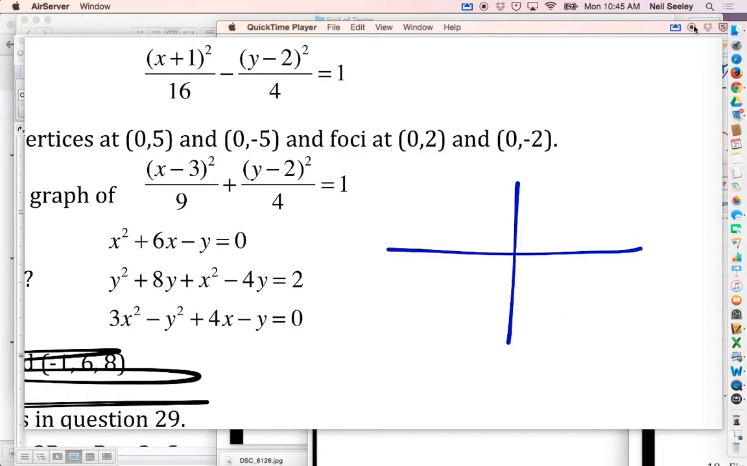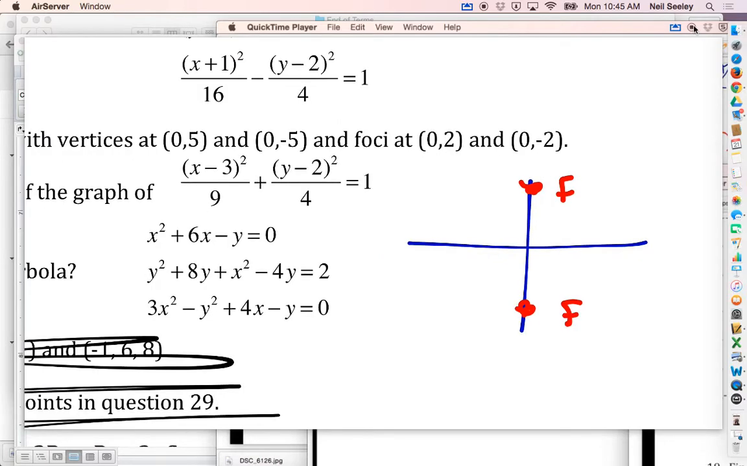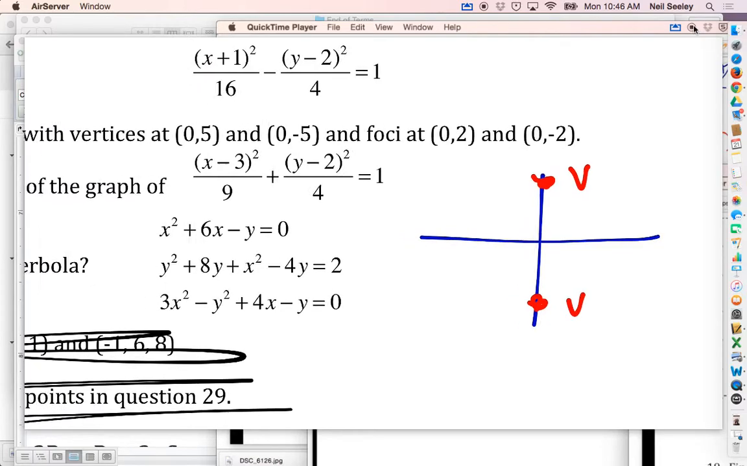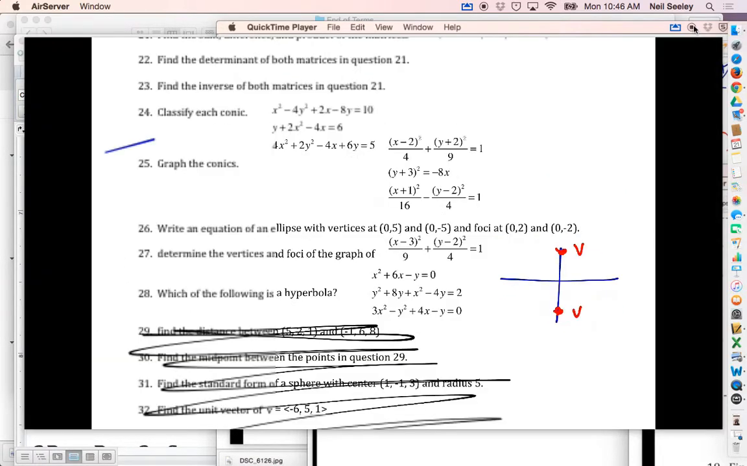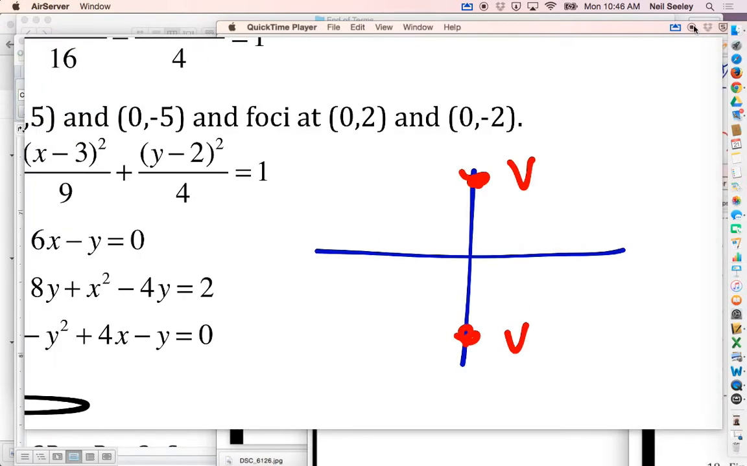So 0, 5, 0, negative 5. If I plot these, and you're very careful about labeling what you plot, it'll help you picture, say, oh, those are foci. Oh, those are vertices. I'm reading it wrong, by the way. This is 26. But if you label really carefully, vertice. So that's a vertice, and then it says foci 0, 2, and negative 2.